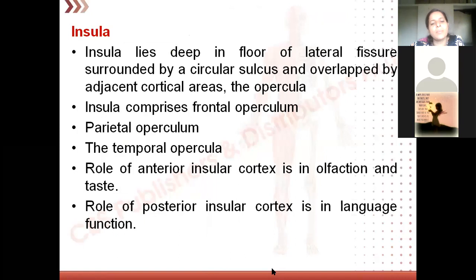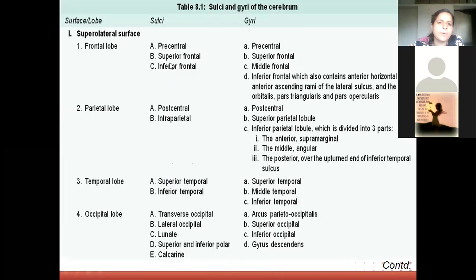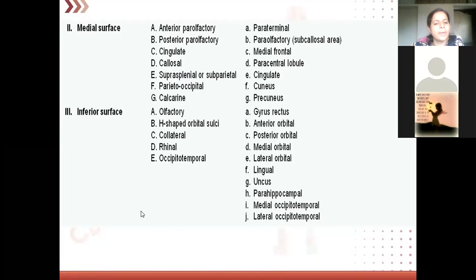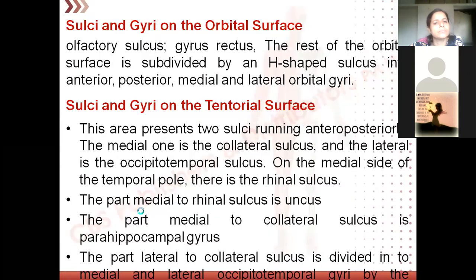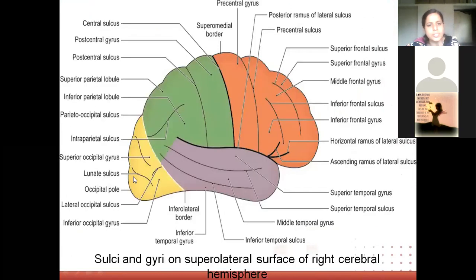Now let us see it in the form of a table. It becomes easy for you again. Superior temporal sulcus, inferior temporal sulcus. The gyri are superior temporal gyrus, middle temporal gyrus, and inferior temporal gyrus. Now coming to the occipital lobe. This is the last thing, the occipital lobe.